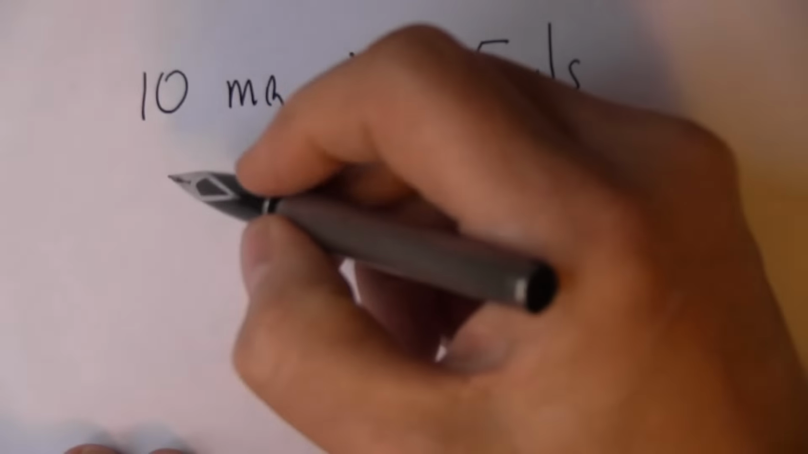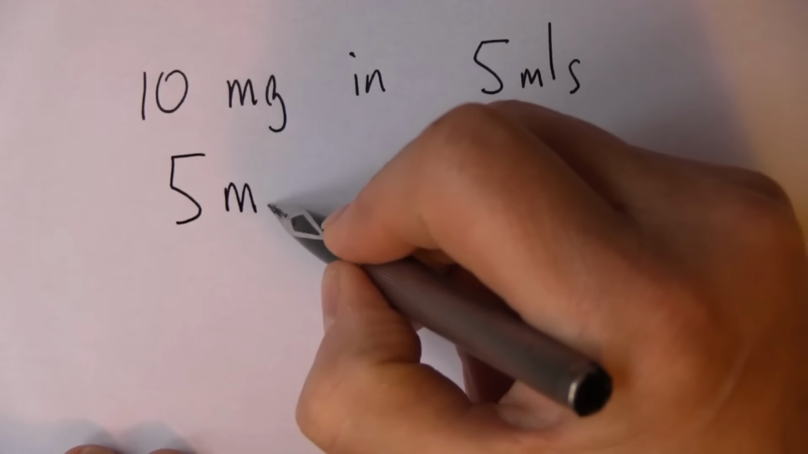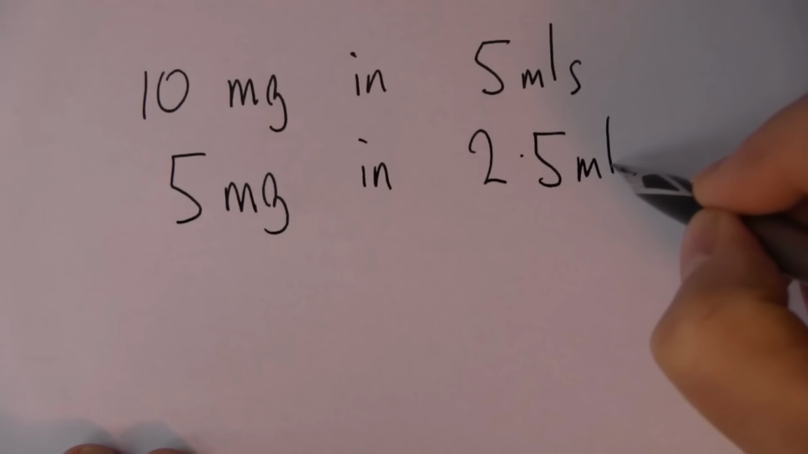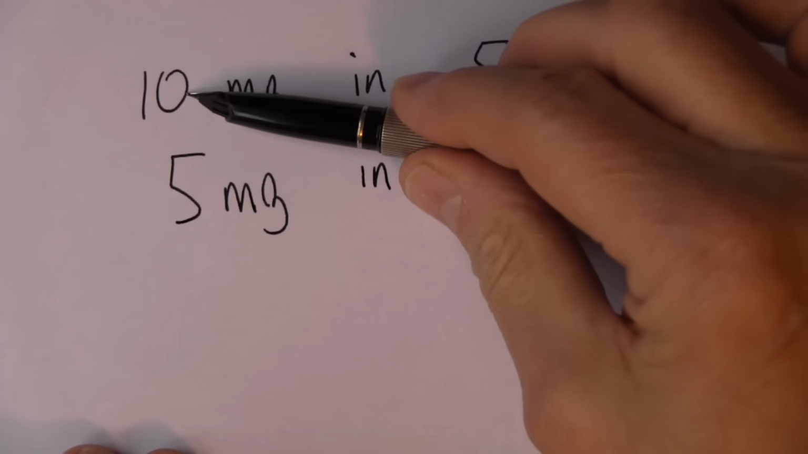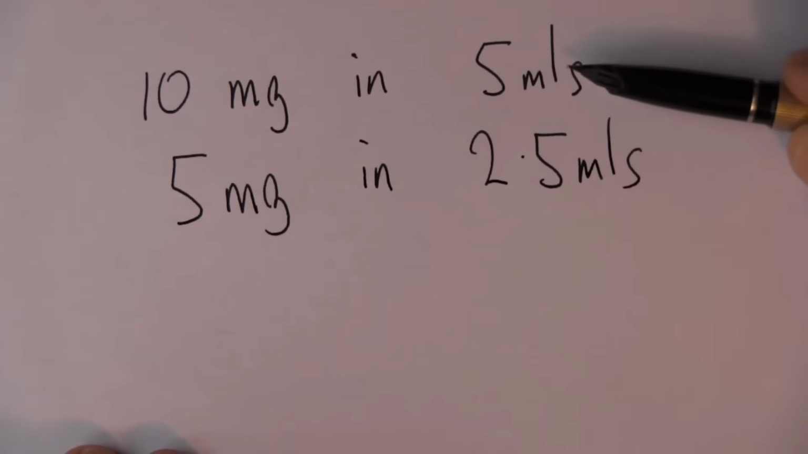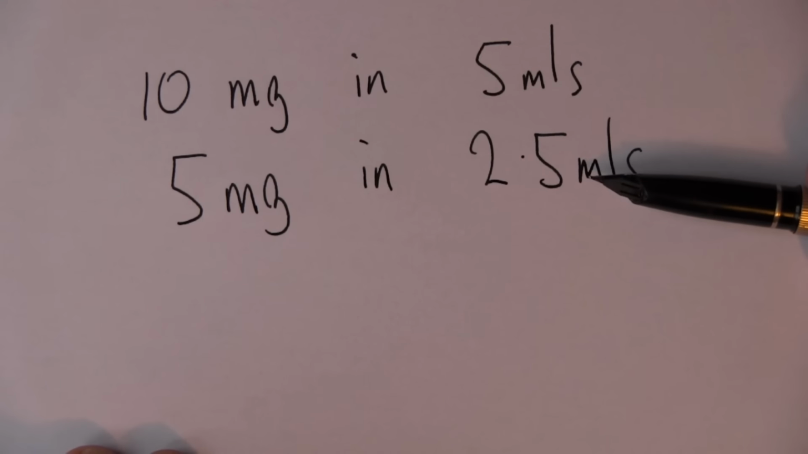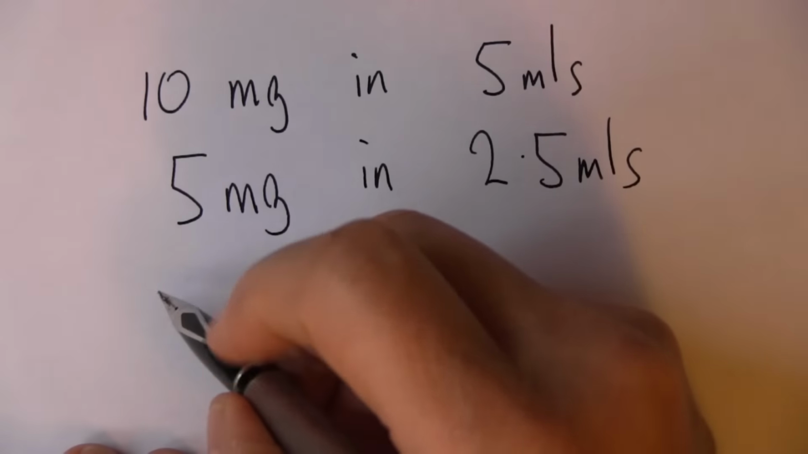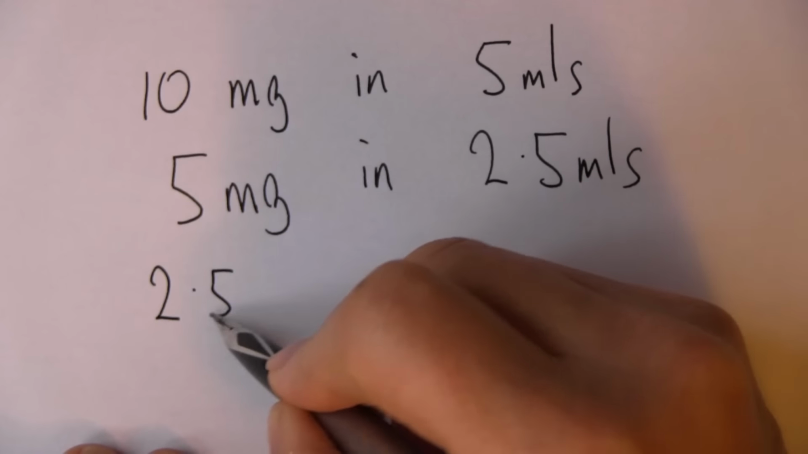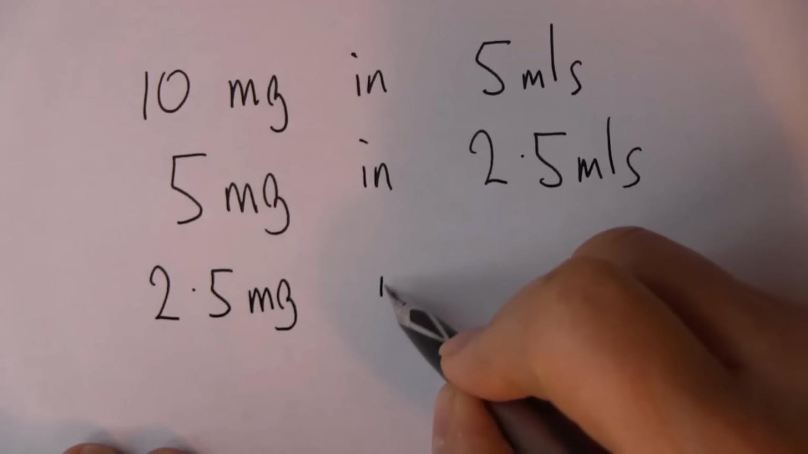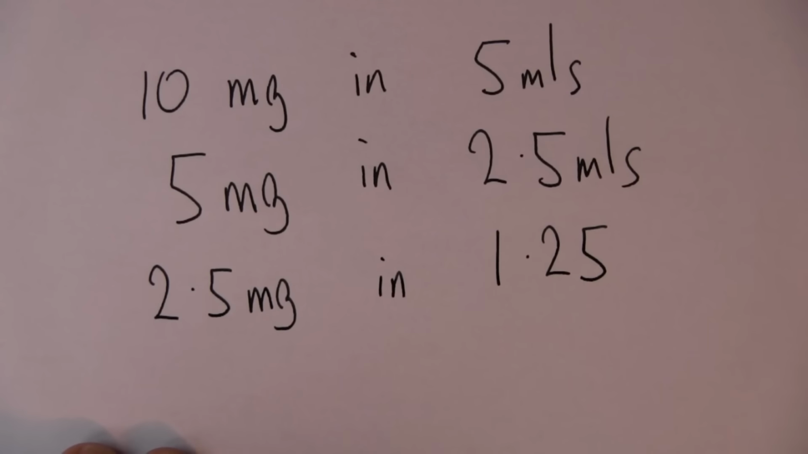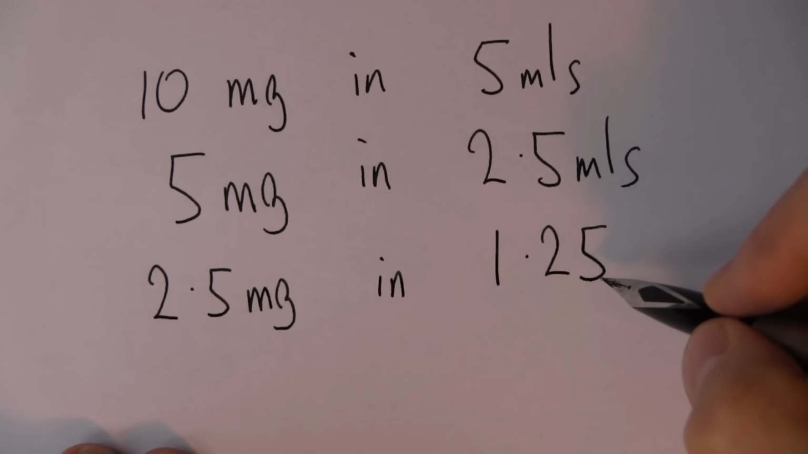So that means there must be 5 milligrams in 2.5 mils. So half of 10 is 5, therefore half of 5 is 2.5. So there's 5 milligrams in 2.5 mils. And we can halve that again, so 2.5 milligrams is going to be in 1.25. So half of 2.5 is 1.25.